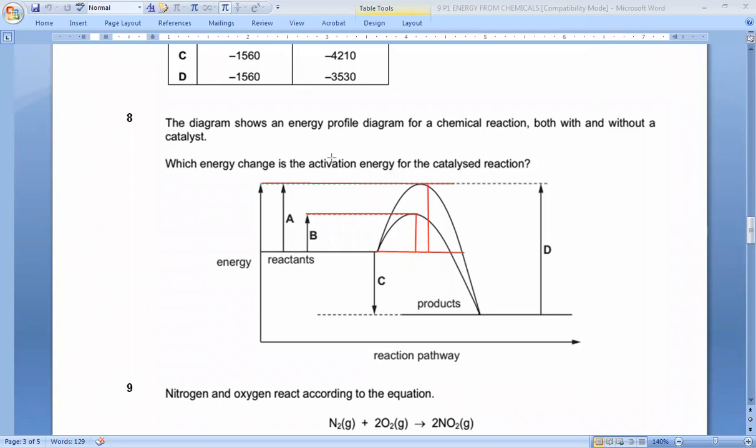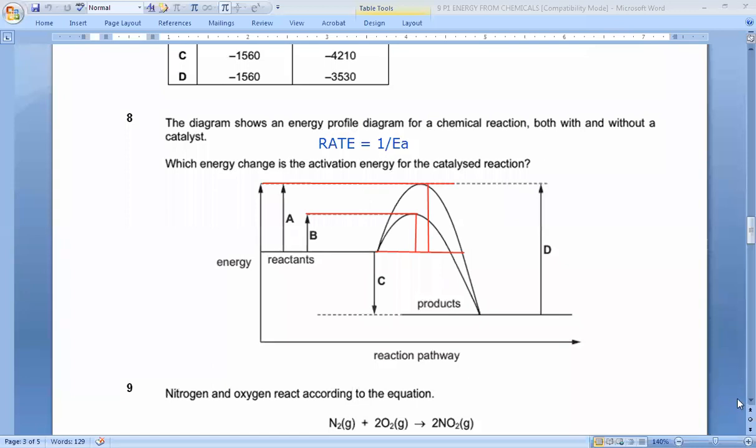The rate of reaction is inversely proportional to the activation energy, so 1 upon EA. If EA is less, the rate is high. If EA is more, the rate is low. So option A is correct for question number 8.